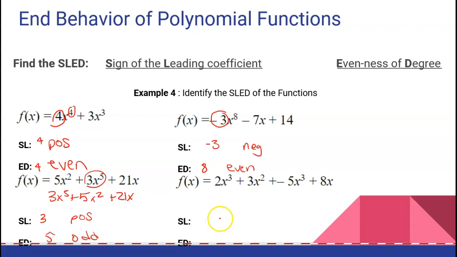And then I can see in my second equation, this is also not in standard form because I have like terms that I can combine. So I'll have a -3x to the 3rd plus 3x squared plus 8x. Remember to write them in descending order. Now I can see that my lead coefficient is -3, and that is negative. And 3 is my degree, which is odd.